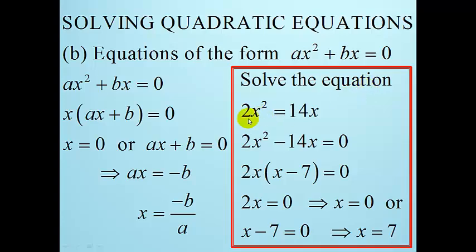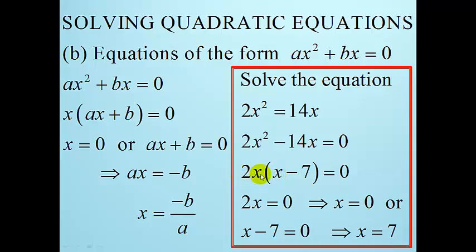Now let's look at this example. Solve the equation 2x squared is equal to 14x. Now 14x on the right hand side becomes minus 14x on the left hand side, and this is equal to 0. So we factor 2x out. In bracket we have x minus 7. Why? Because when you multiply 2x by x, you are still getting back the 2x squared. And when you multiply 2x by minus 7, you are getting the minus 14x. So we have not changed the equation. It's still the same thing. We are only factorizing 2x out.